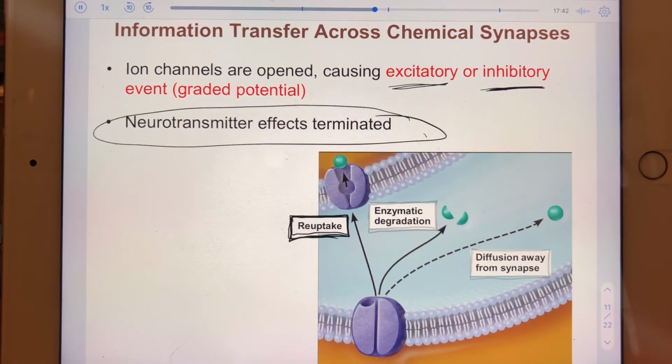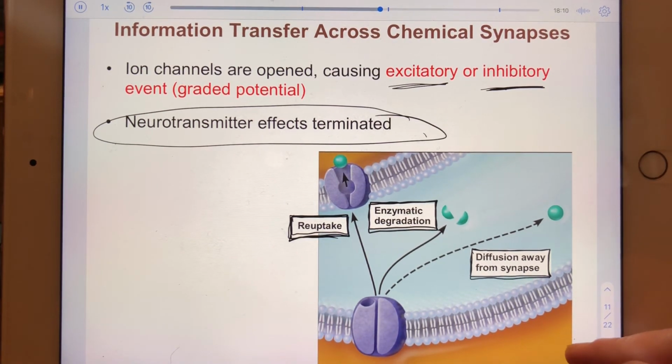It's possible that the neurotransmitter molecules would be sitting around long enough to be degraded by the many, many enzymes that we have in our bodies. It's possible that neurotransmitter molecules will simply drift away, diffuse, which still means that eventually they'll be enzymatically degraded. Okay? So those are the fates, if you will, of neurotransmitter molecules.